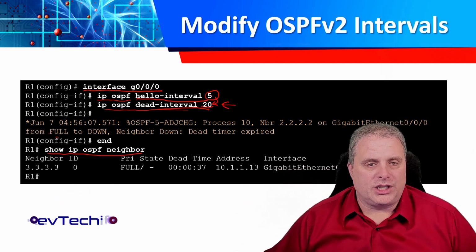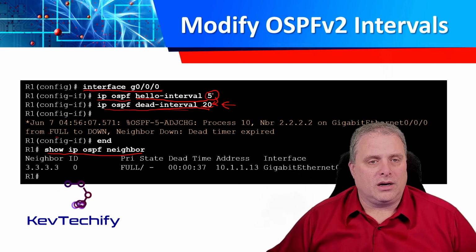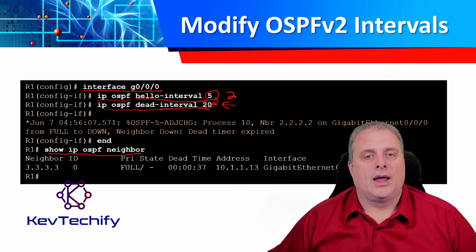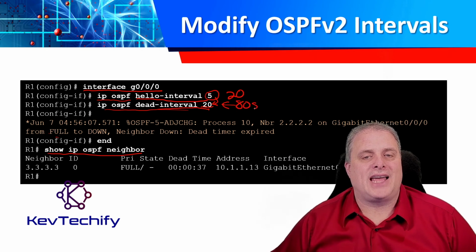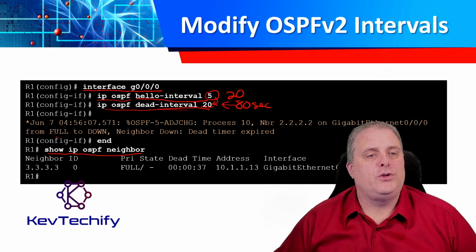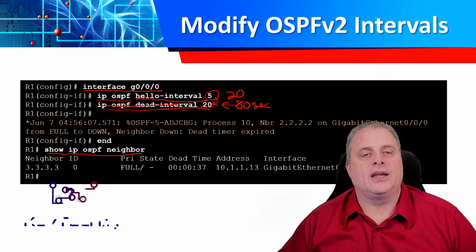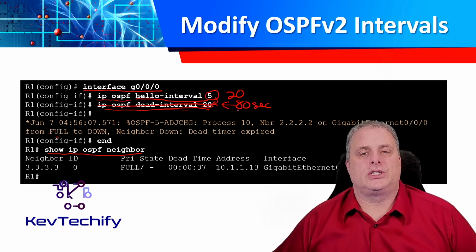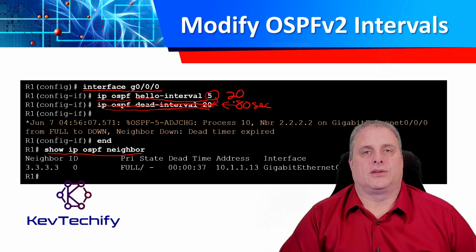If we go back and change the hello timer into 20 here, it will automatically adjust the dead interval timer to 4 times that number. It will now set it to 80 seconds. Even if you do not put this line in and say 80, it will adjust it automatically to 80 seconds.